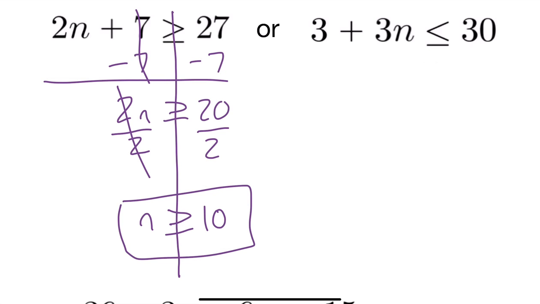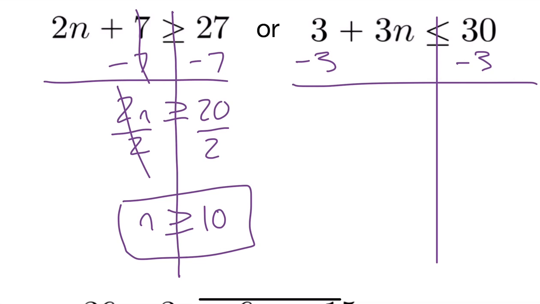All right, one done. Now we need another. We have 3 plus 3n is less than or equal to 30. Draw my line. I want to find n. I'm going to start by adding or subtracting first. So I want to get rid of this 3. So I'm going to say minus 3 to both sides. All right, these are going to turn into a 0.